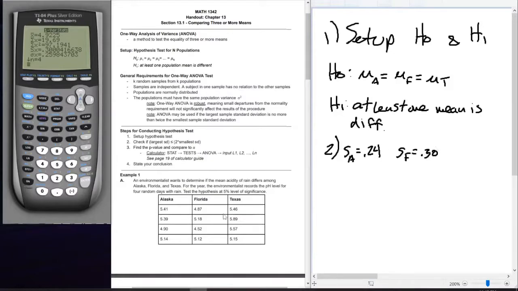And then finally, we take the standard deviation for Texas, so second mode. And let's do a Stat, Calc, 1-Var Stats. Let's do L3.